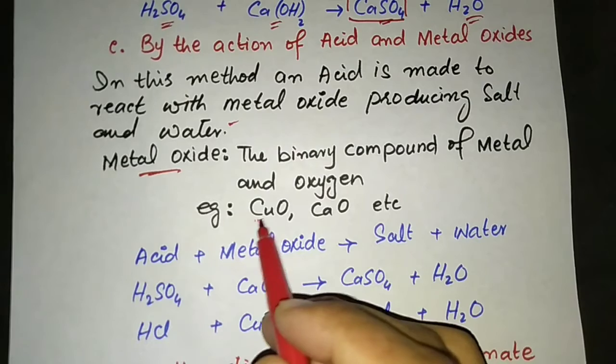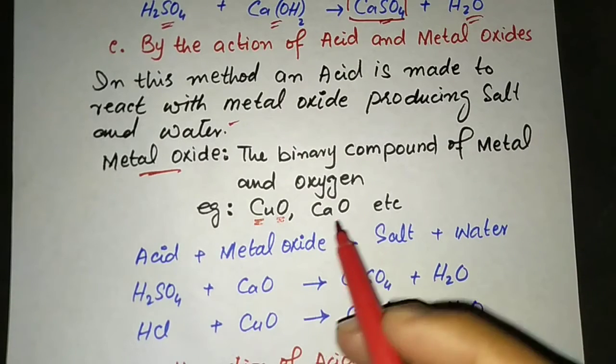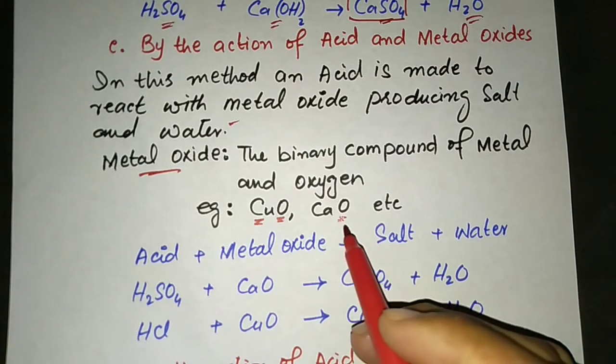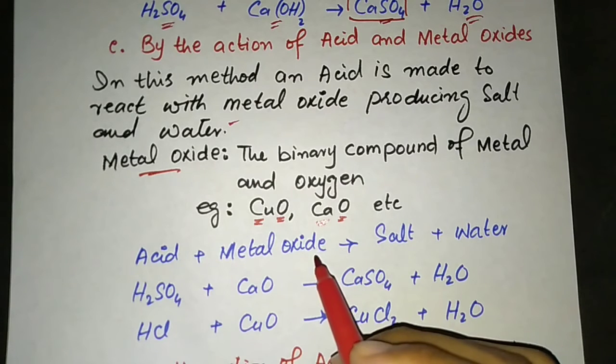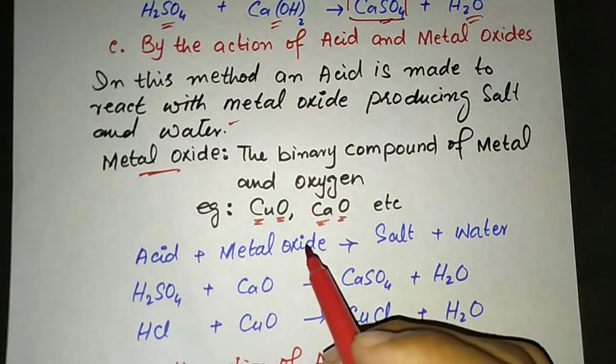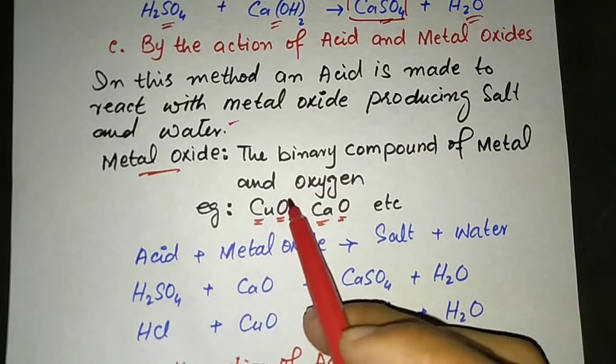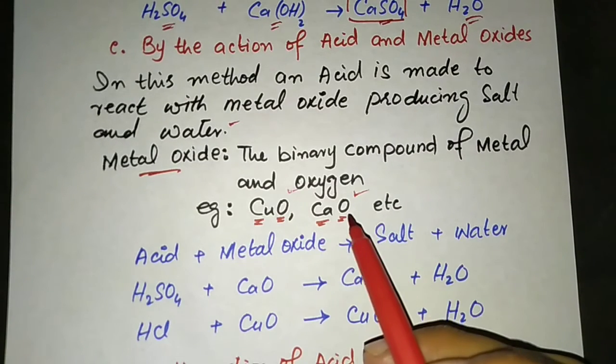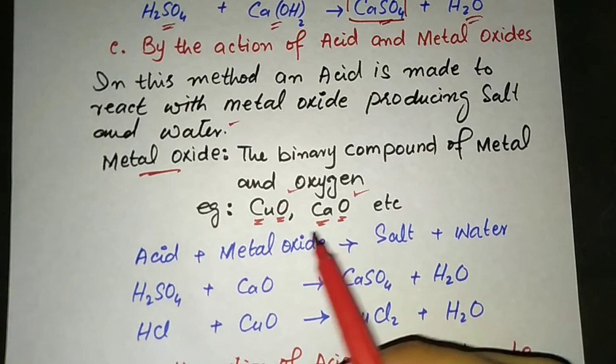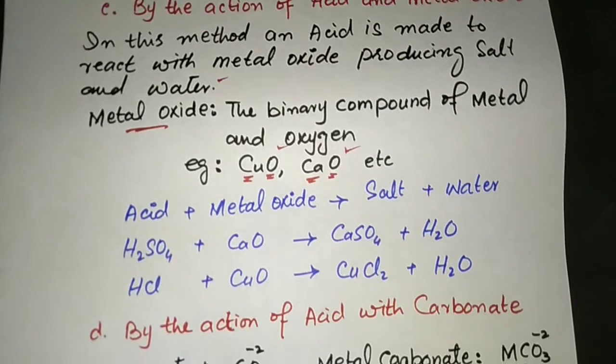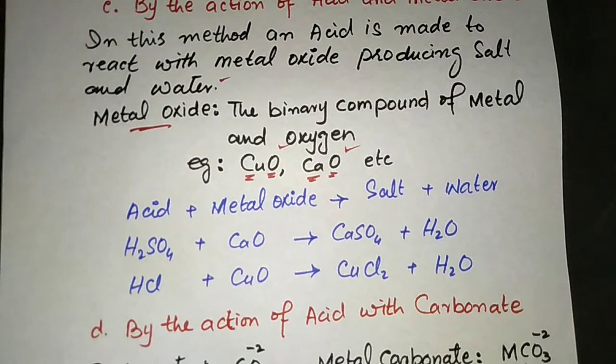When a metal is attached to an oxygen, or you can say an oxygen attached to a metal, it is called a metal oxide. Common examples of metal oxides are copper oxide, calcium oxide, magnesium oxide, sodium oxide, potassium oxide, etc.